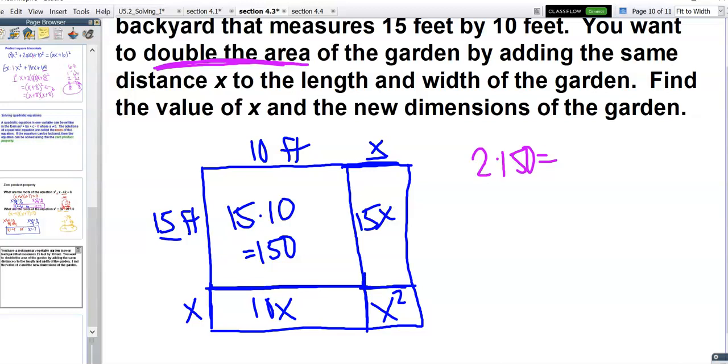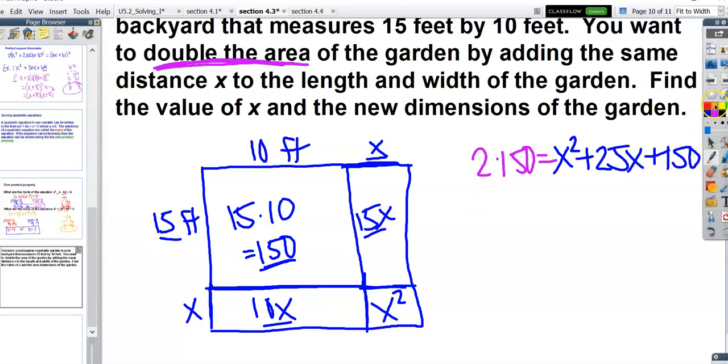So when we rewrite this, we have x squared, 15x plus 10x, we get 25x. And then this portion right here makes 150. Let's simplify this just a little bit. 2 times 150 is 300. And that equals x squared plus 25x plus 150. The last thing that we have to do, though, because it says solve, we have to set the left-hand side equal to 0. So subtract 300 from both sides.